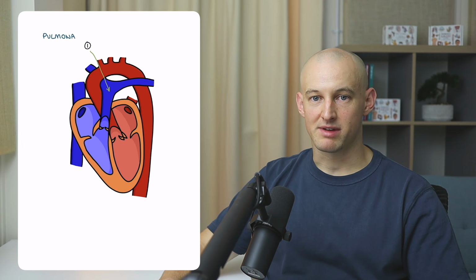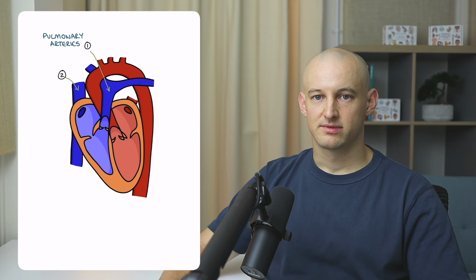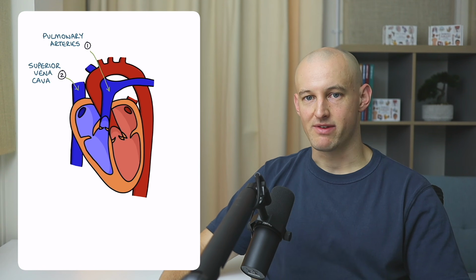So this first big blood vessel, this is question 1. What is the name of this big blood vessel here? These are the pulmonary arteries. What is the name of this vessel? That's the superior vena cava.